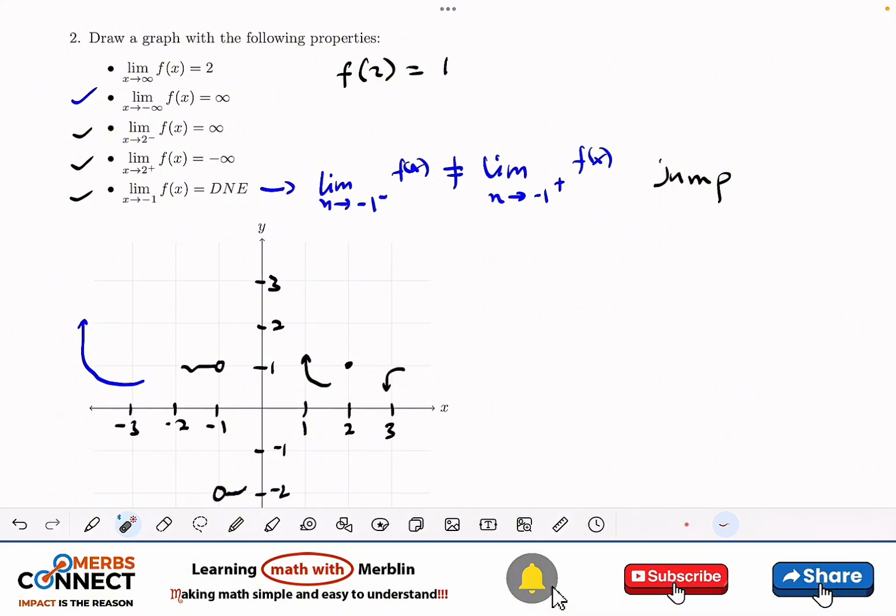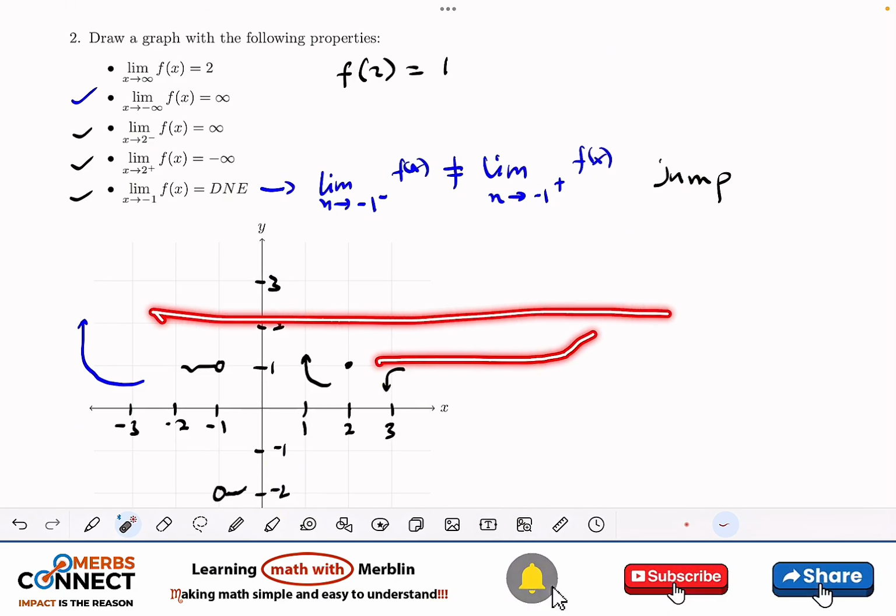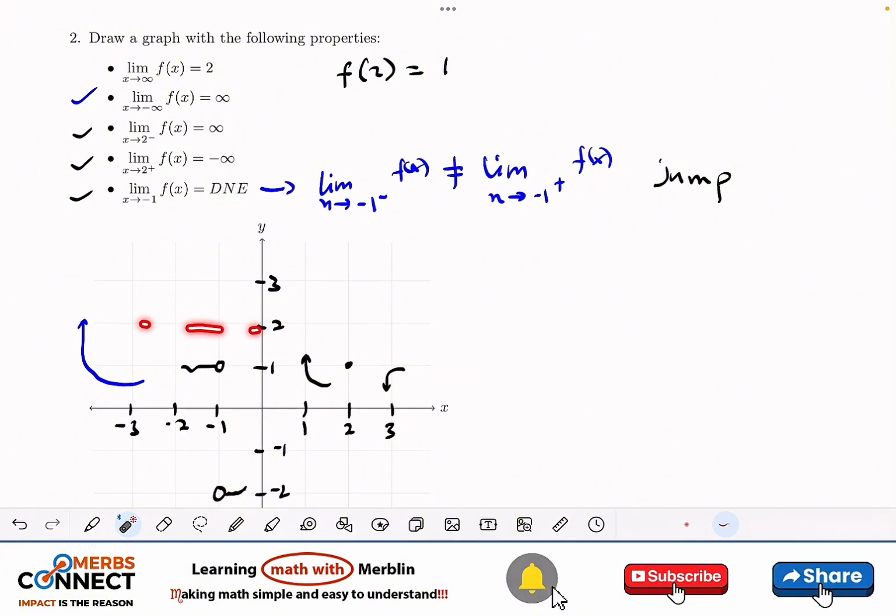So now for us to talk about x approaching infinity, we need to look at the last x value on the positive side. The last x value on the positive side is x equal to 2, which we have here. So after 2, when x is approaching positive infinity, we should be approaching this horizontal line here. We should be approaching this 2. So I'm going to have a nice horizontal line from the 2 here.